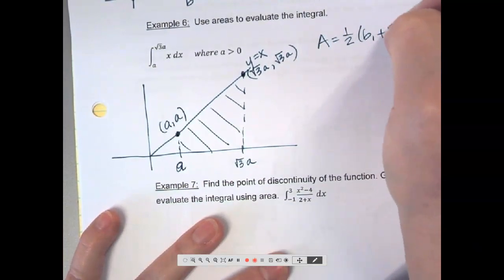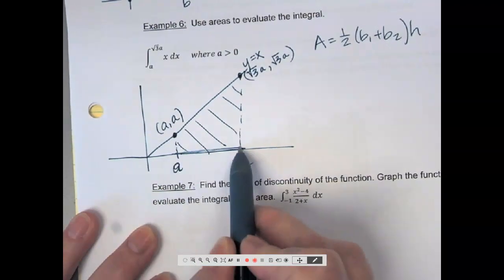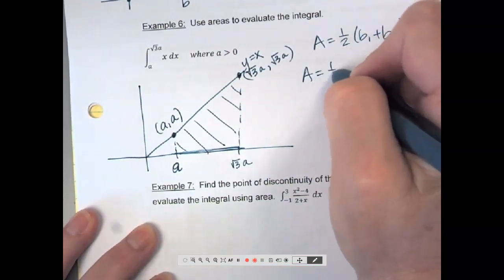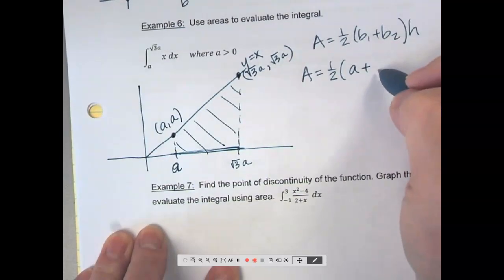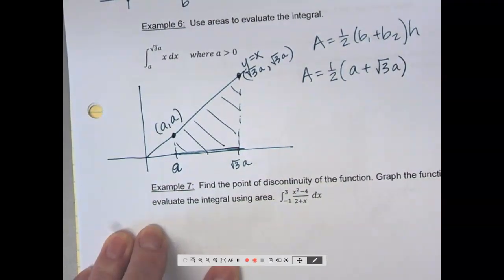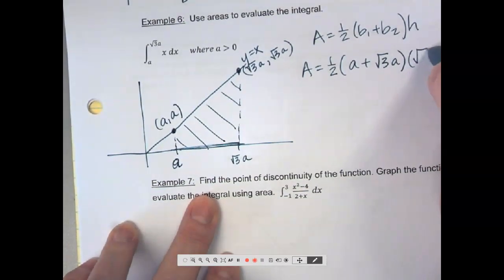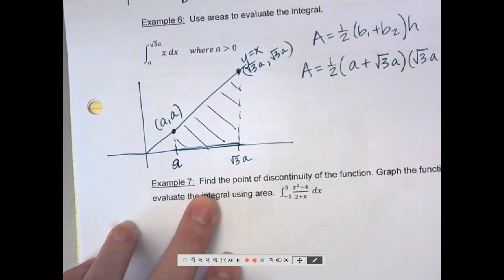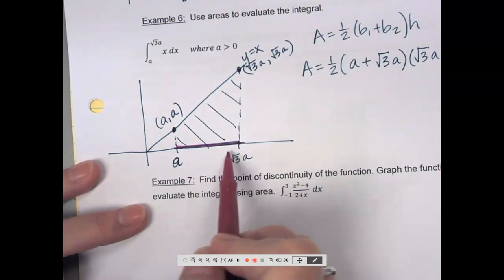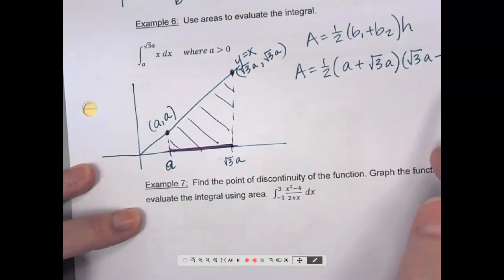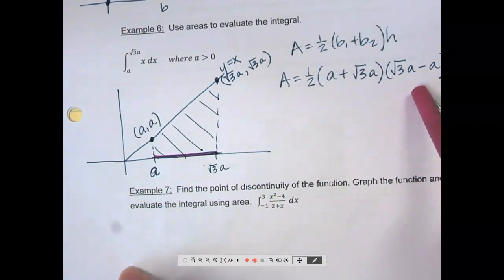1/2 base 1 plus base 2 times the height. The height is that perpendicular distance here. Okay, so I have 1/2. What is base 1? A. What is base 2? Square root of 3a. And what is the height? Square root of 3a minus a, because it's this distance. If this was 2 and 5, then that distance would be 3. It's minus.